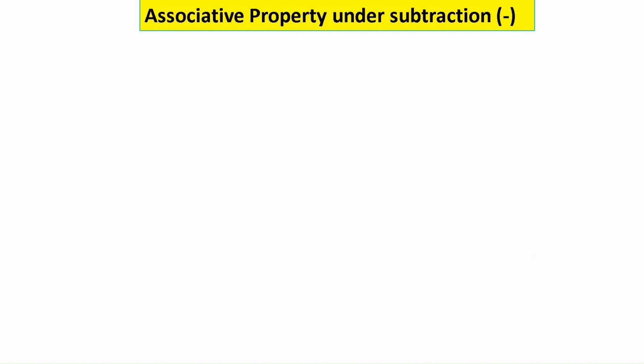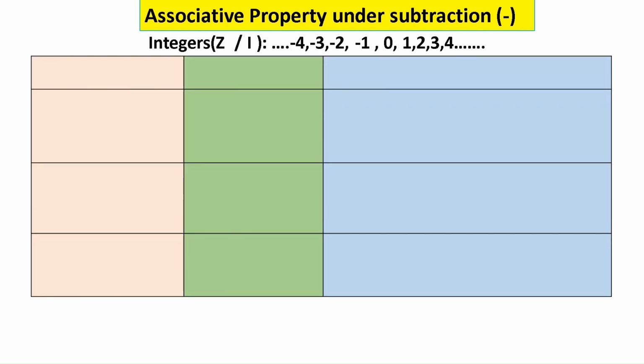Now here, associative property under subtraction. Now we will observe, take more examples: statement 1, statement 2 and conclusion. In statement 1, in associative property, we will take 3 integers. First we subtract the first 2 integers, and after that the third integer is subtracted from that one.